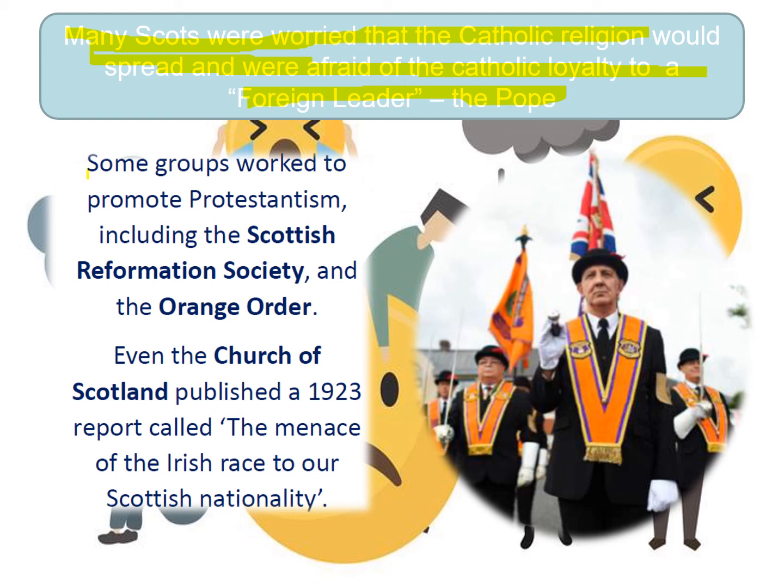Some groups actually worked to promote Protestantism against these Catholic people, including the Scottish Reformation Society and the Orange Order. Even the Church of Scotland published a report in 1923 where they called them the menace of the Irish race to our Scottish nationality. Basically they refer to them as a menace, which makes this idea of them being against the Irish very clear to see.